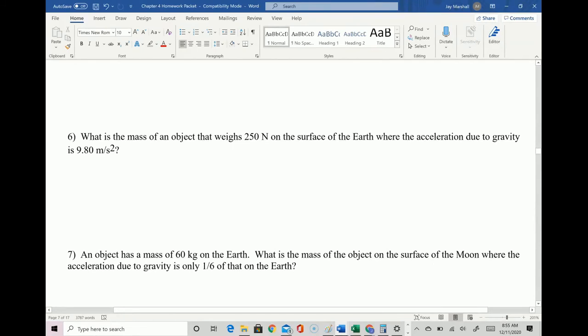Okay, you guys do 6. It's exactly the same as 5. And then question 7 is a trick question. See if you can figure that out too.